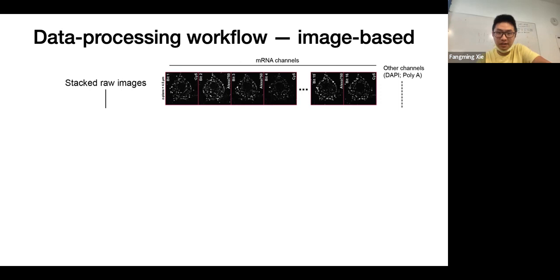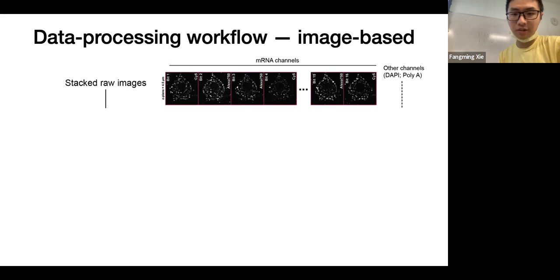So let's talk about the data processing. Very briefly, this is how MERFISH data processing works. You start from a raw image, a raw imaging stack. For the same field of view, you image repeatedly, because each round you collect different information about the same molecules: bit one, bit two, bit three, bit four, up until bit 16. For this particular experiment, they imaged 16 bits.